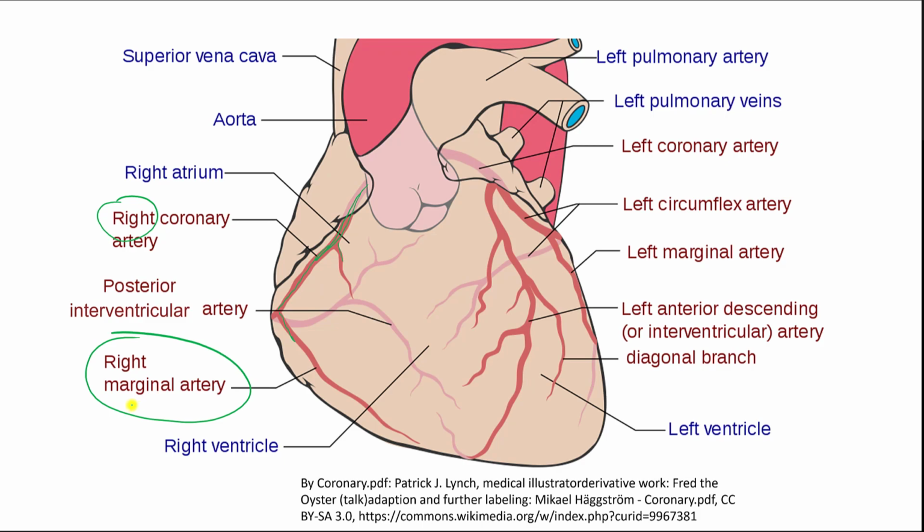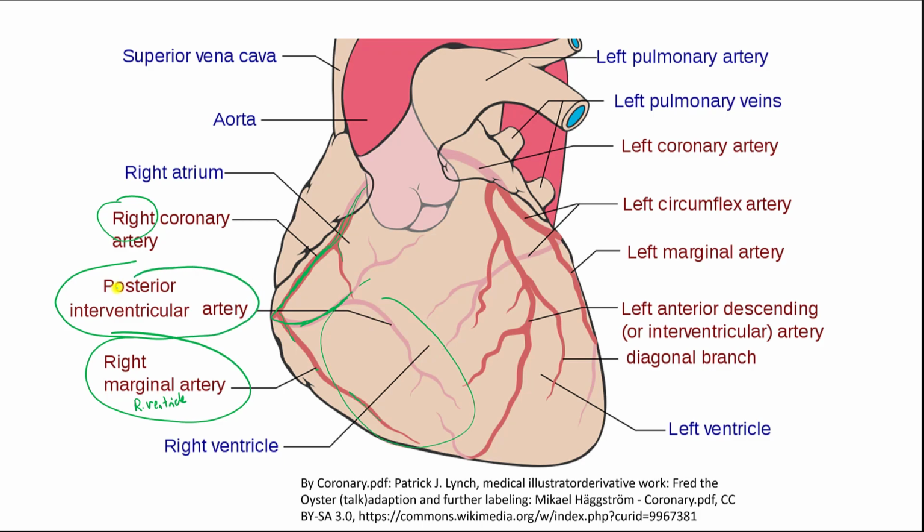This provides blood to the right ventricle. The right ventricle is around this area. Then this right coronary artery would go and turn back. So now it's on the back of the heart. And from there, it gives me the posterior interventricular artery.